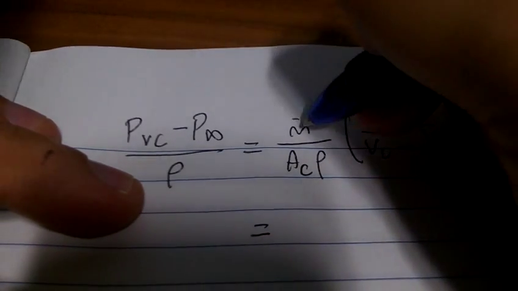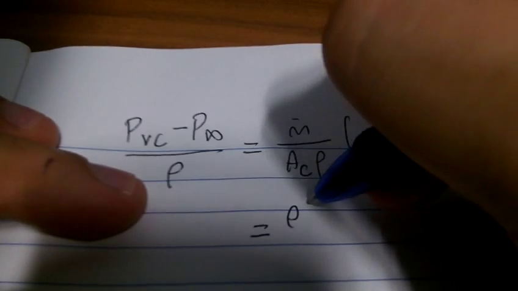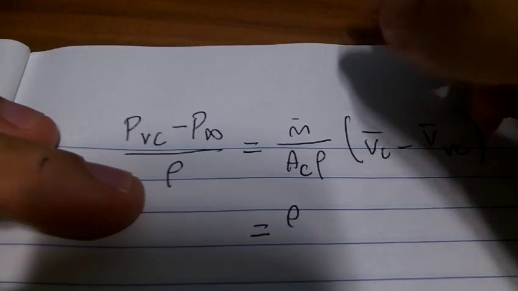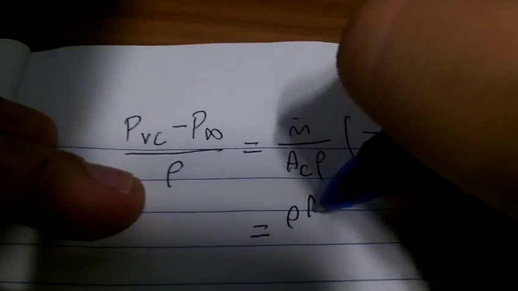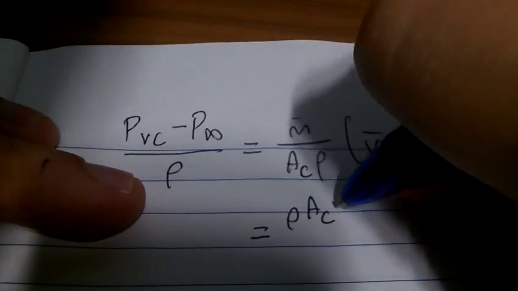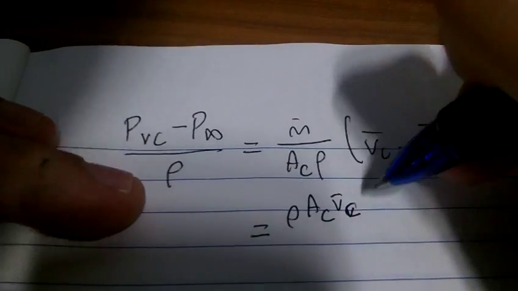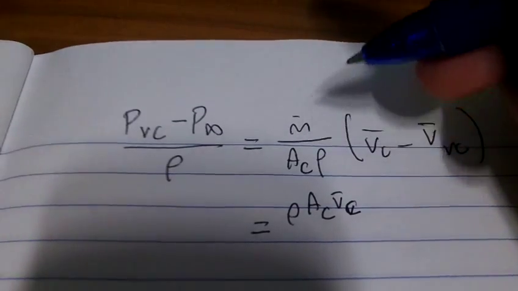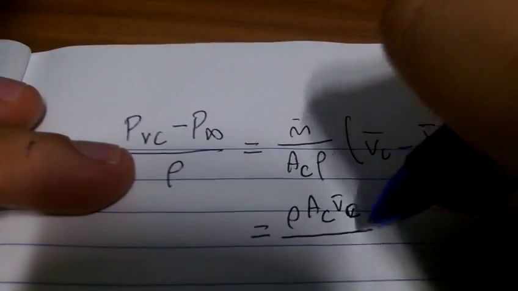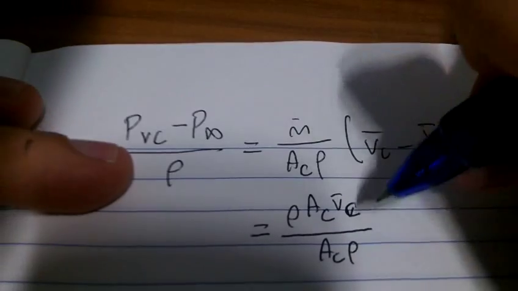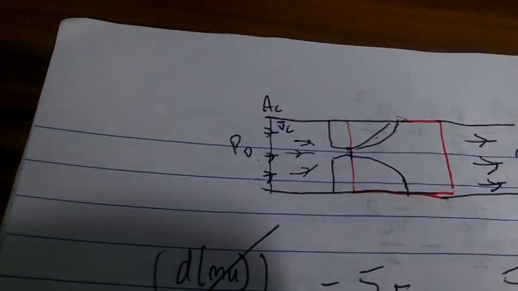Next thing we do, what's this mass flow rate? Mass flow rate is just density times volumetric flow rate. Here we have conveniently put A_C times V at the cross-sectional area. So it's just V_C, A_C times rho. Just to remind you what V_C is, this is the area A_C. This is V_C. Okay?